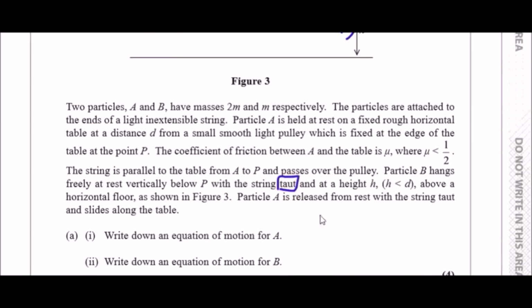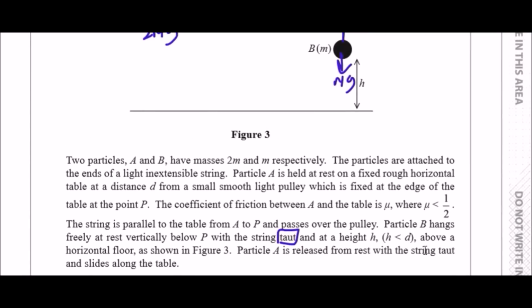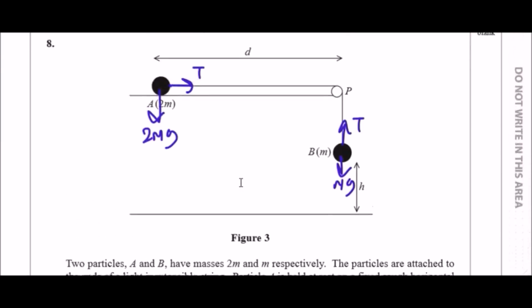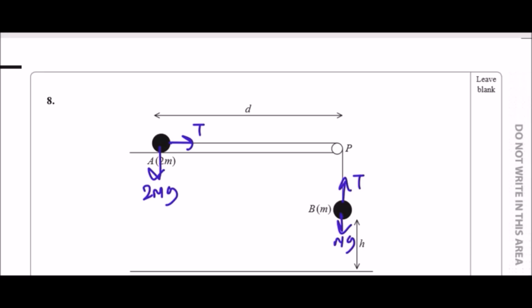Okay, now here we go. Particle A is released from rest with the string taut and slides along the table. So this means that the direction of motion, let's call it A, and I'm going to change the color, is going this way.